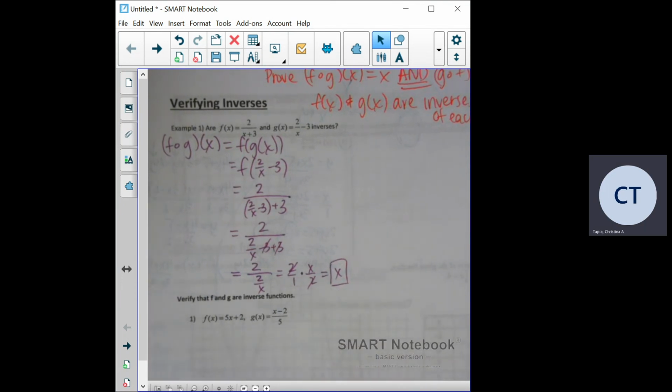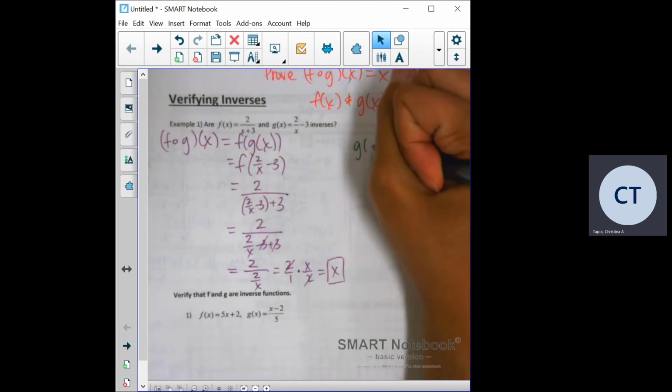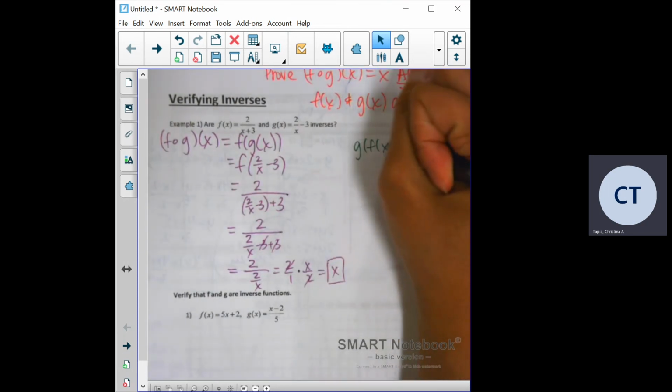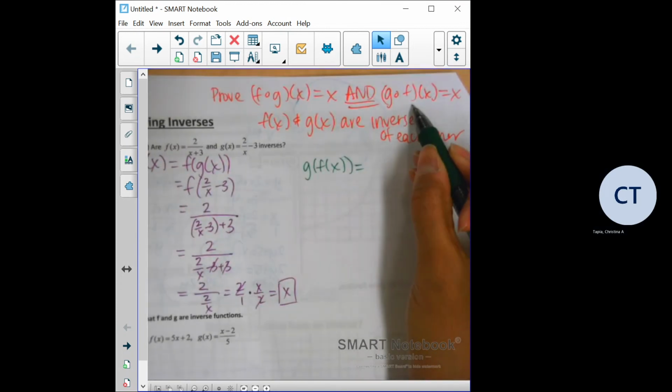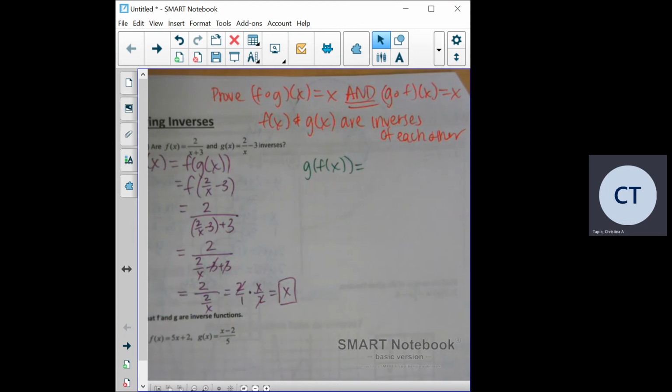Try the g one. Try g composed with f of x, which is pretty much the composition that I have right up here. So you guys find it. See if it equals x. After you finish that, you'll thank me because we're going to do numbers 7 and 5. I'm going to do number 7 first, then number 5. So after you finish this part, do numbers 7 and 5.